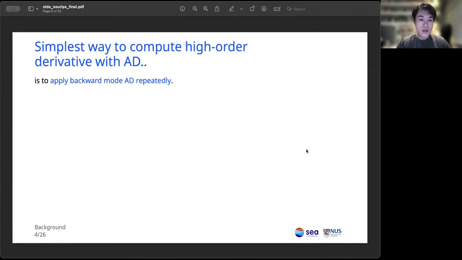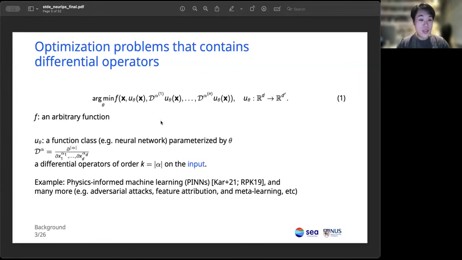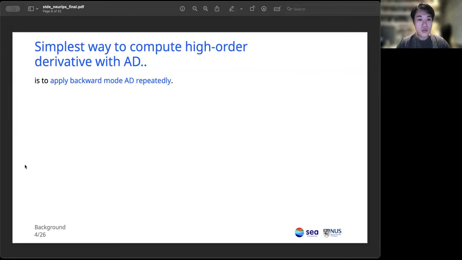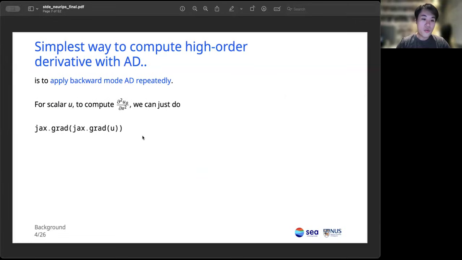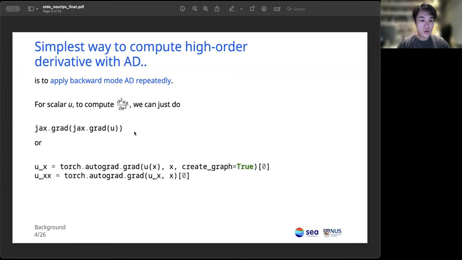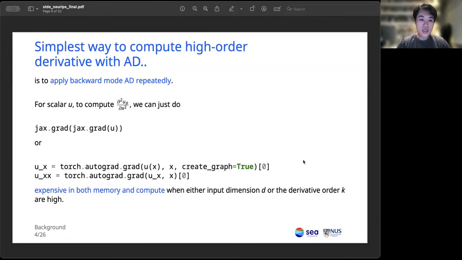One of the main difficulties in computing this kind of loss is that typically, for example, in PDEs, the D operators will typically contain at least second order derivatives. And if we use neural networks to compute high order derivatives, the simplest way is to just repeatedly apply backward mode AD. For example, if you want to compute these second derivatives in JAX, this is the simplest way that you can do. Or if you use PyTorch, this is how you do second order derivatives by repeatedly applying backward mode AD. But later on, we will show that this is actually quite expensive in both memory and compute when either the input dimension or the derivative order are high.